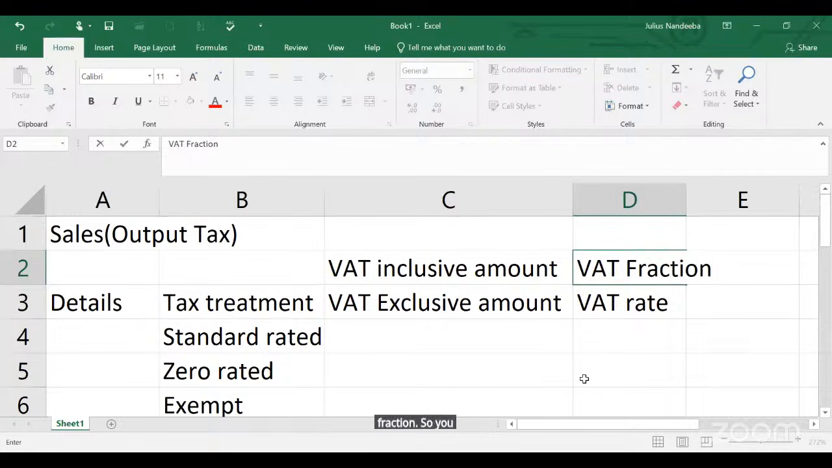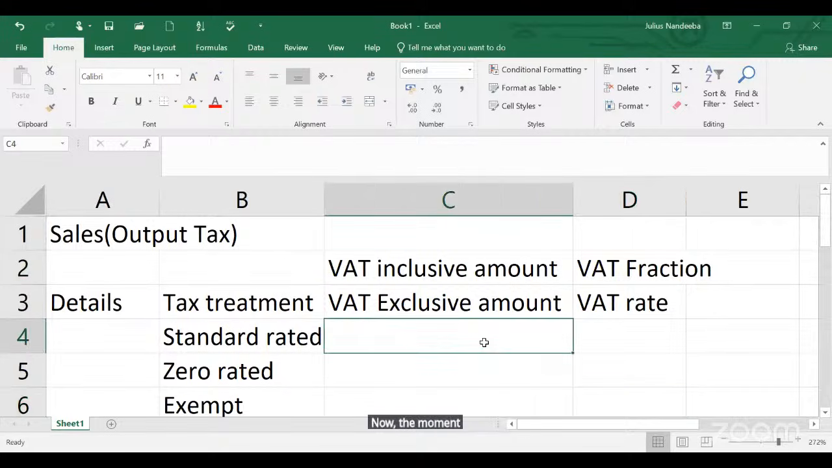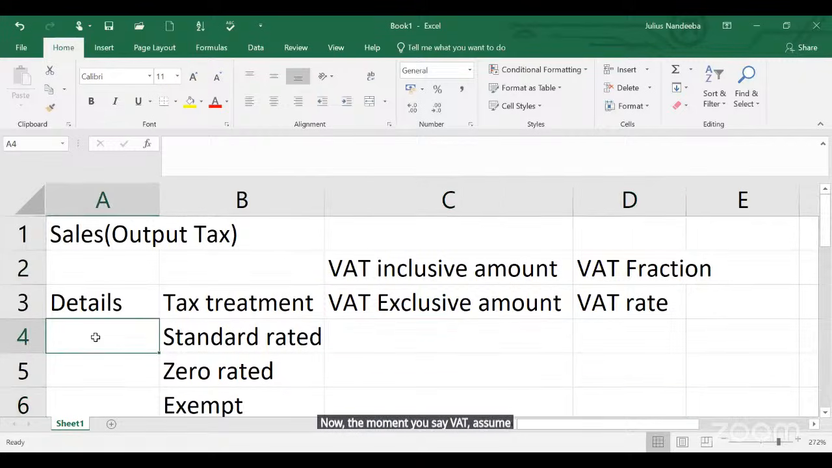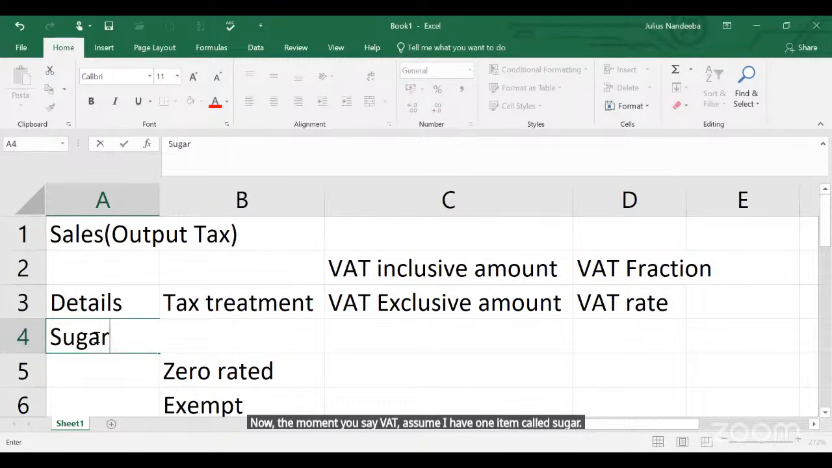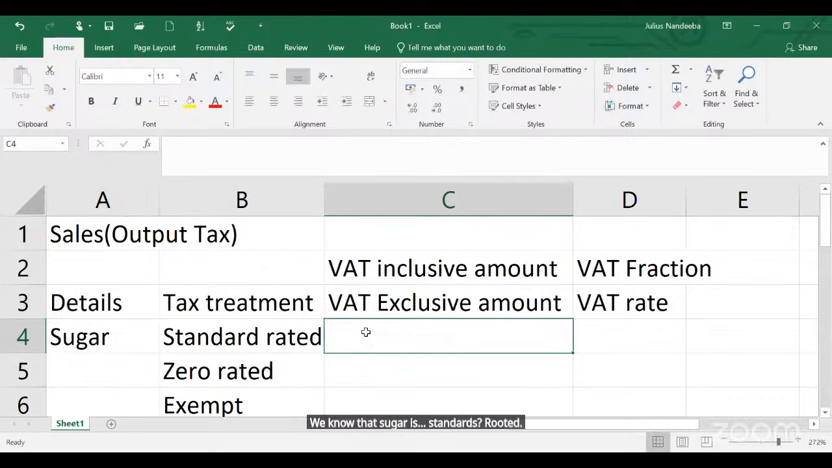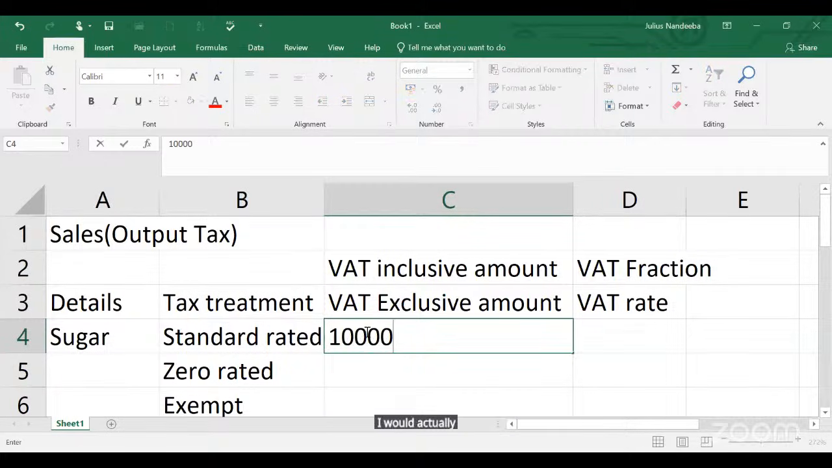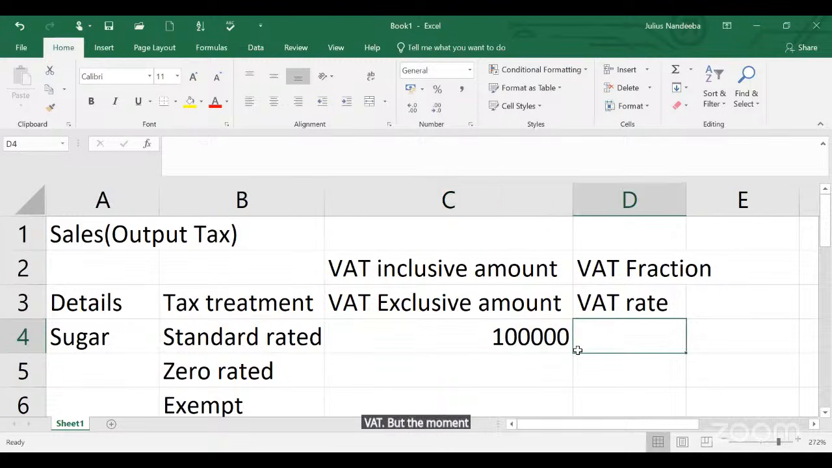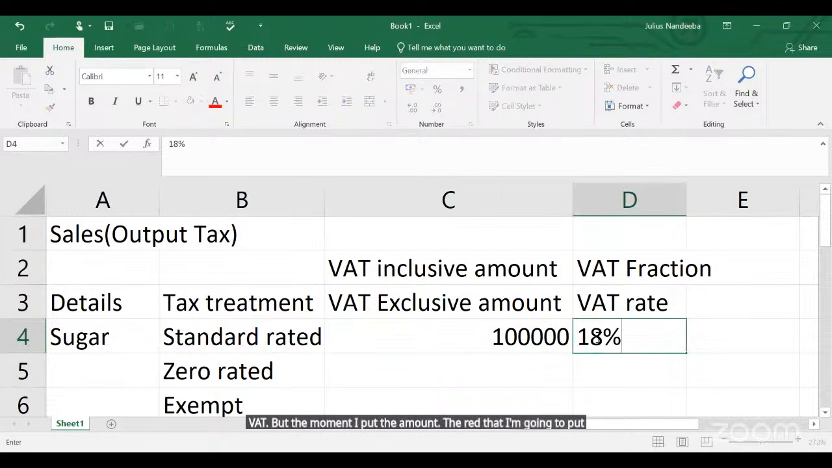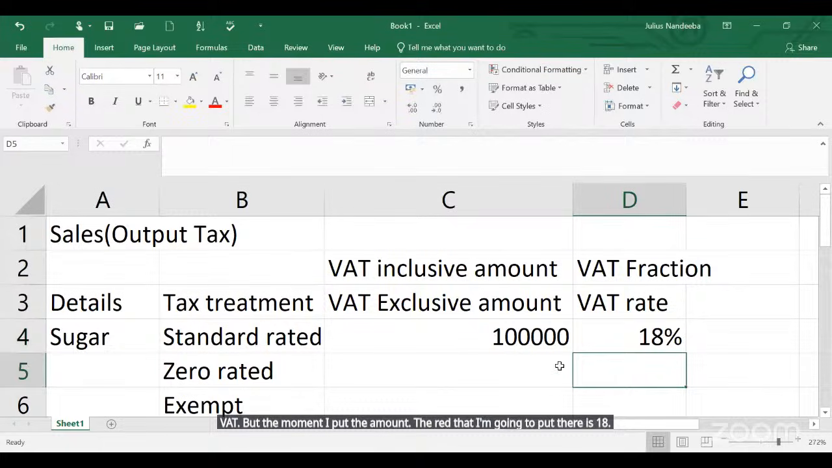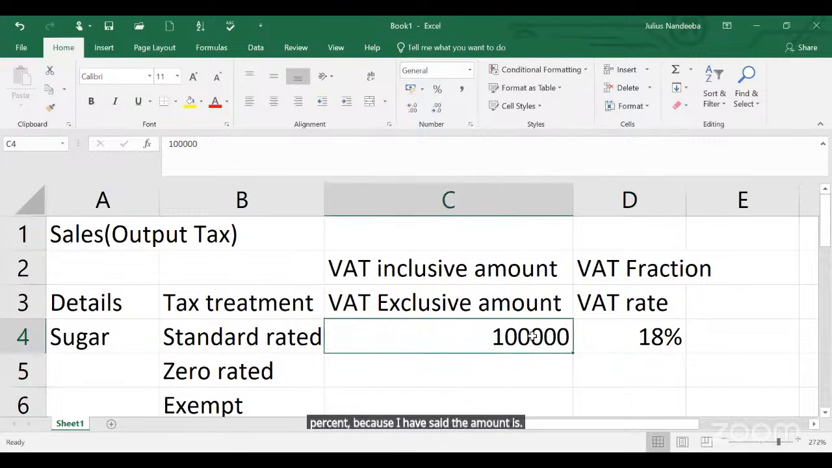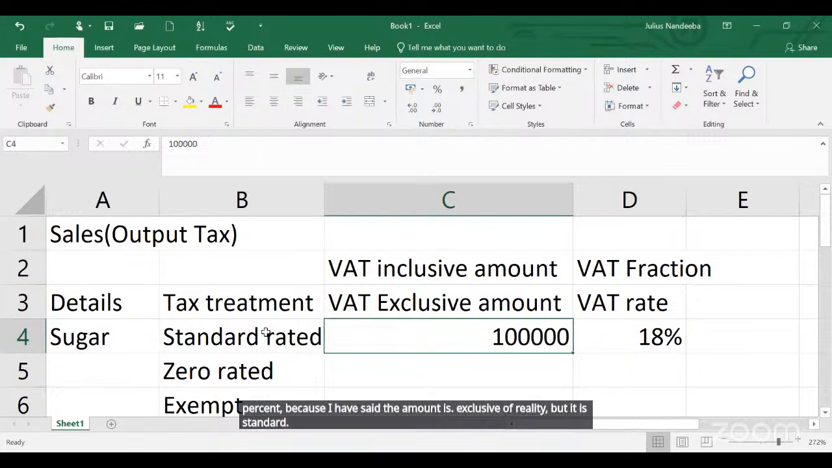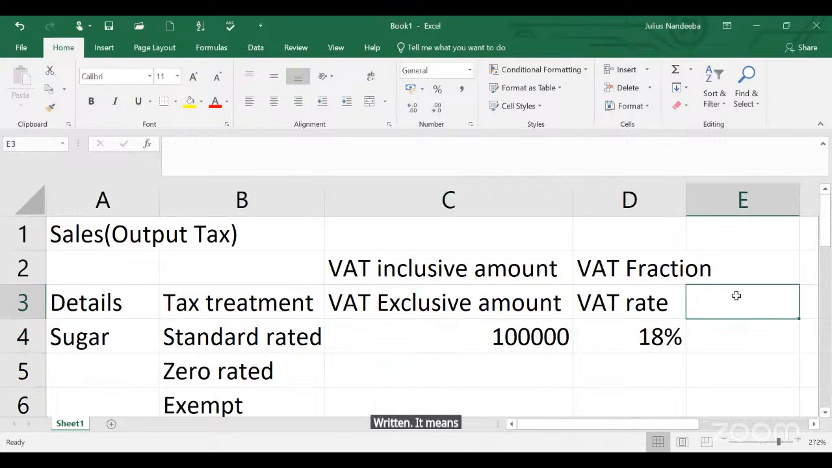So you must know the difference. Now, assume I have one item called sugar. We know that sugar is standard rated. If I say this amount is exclusive of VAT, I will actually put the amount there that is exclusive of VAT. But the moment I put the amount, the rate that I'm going to put there is 18%, because I have said the amount is exclusive of VAT, but it is standard rated. It means the next item will be VAT amount.